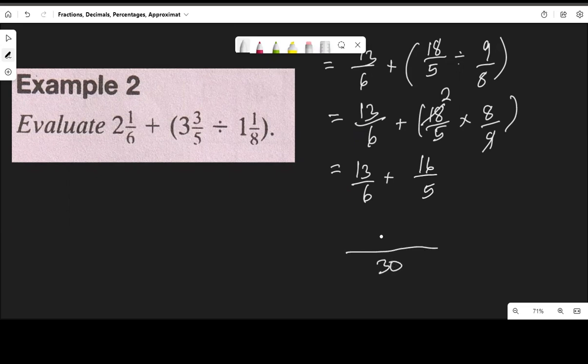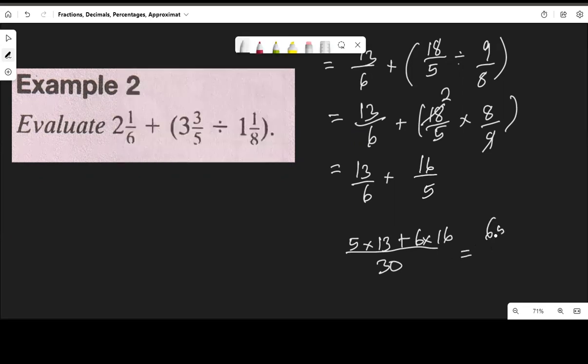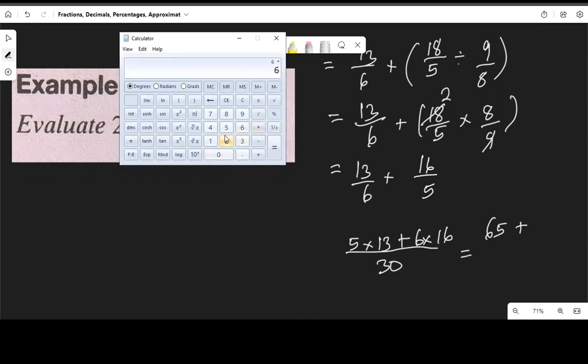I will divide 30 by 6. That gives us 5. Multiply that 5 by the numerator, 5 times 13, plus 30 divided by 5 is 6. We also multiply that 6 by the numerator here, 6 times 16. Let me use a calculator to be fast. 13 times 5, 65, plus 6 times 16, 96.